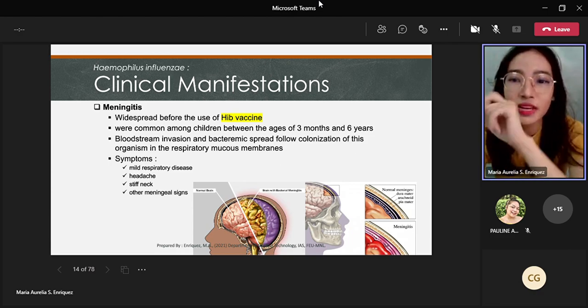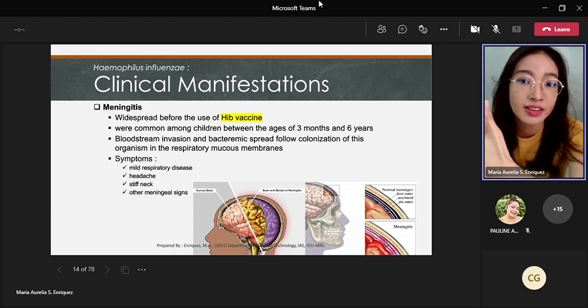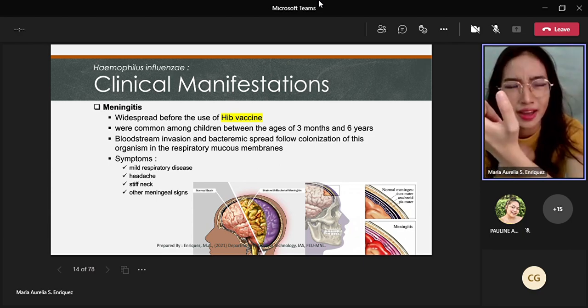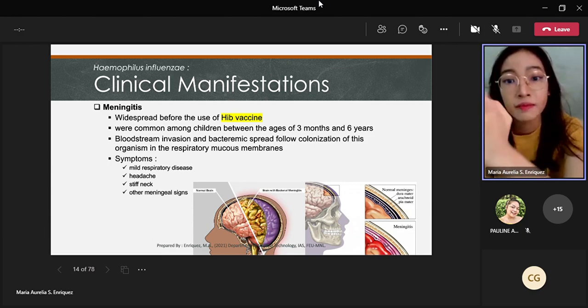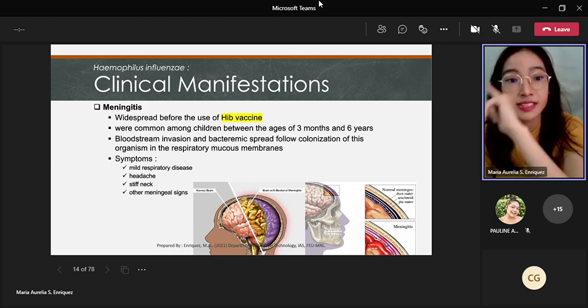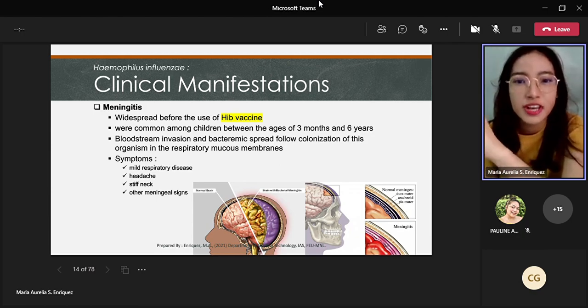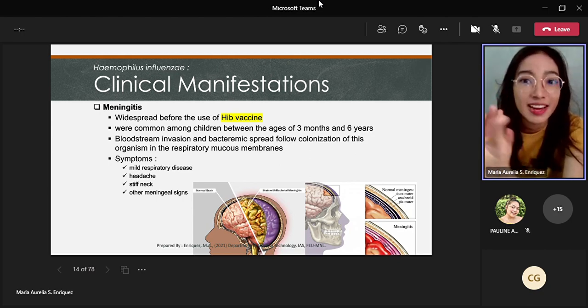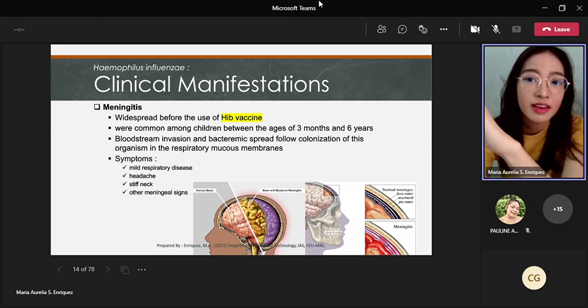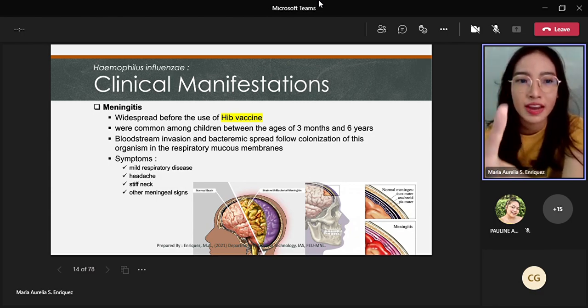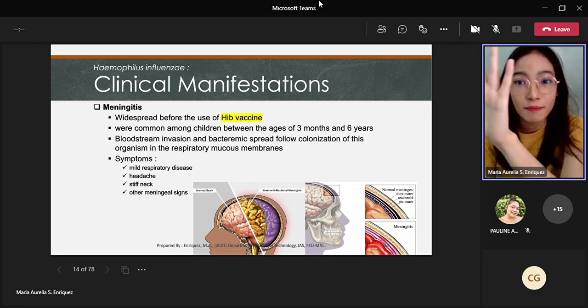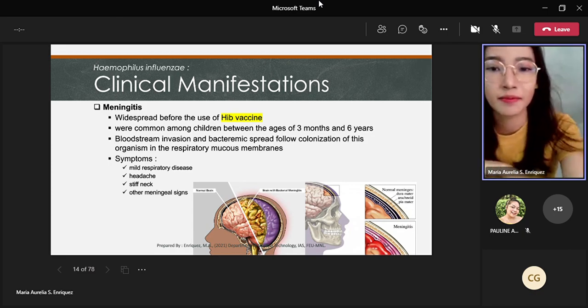Okay, so this pentavalent vaccine gives protection against diphtheria caused by Corynebacterium diphtheriae. It could protect against tetanus caused by Clostridium tetani. It could protect against pertussis caused by Bordetella pertussis, polio caused by the polio virus, and meningitis caused by Haemophilus influenzae type B. So again, yun po yung contents ng pentahib vaccine.